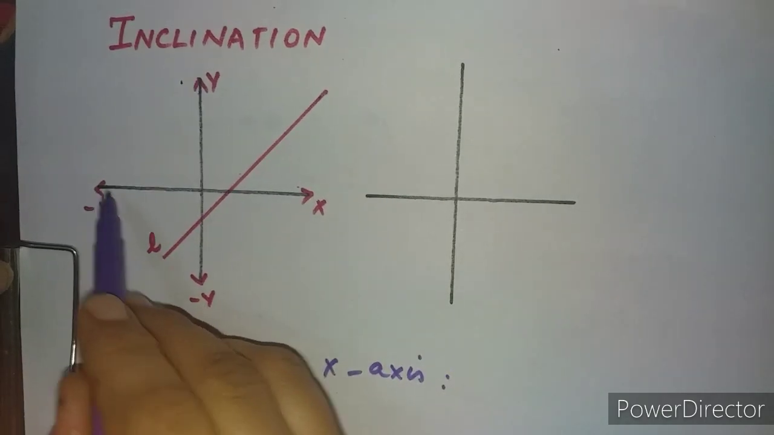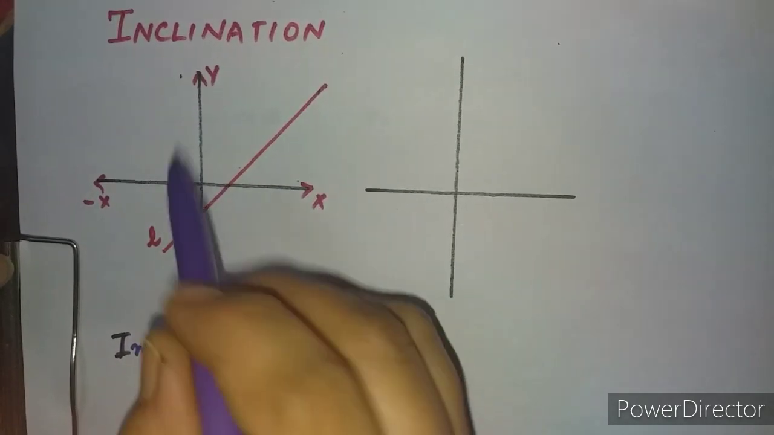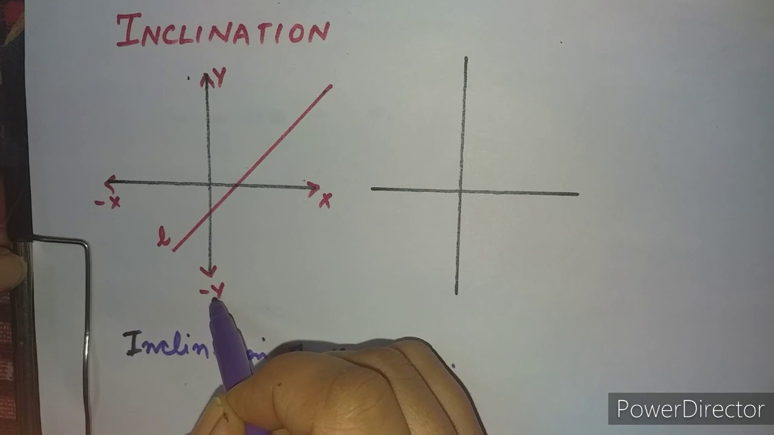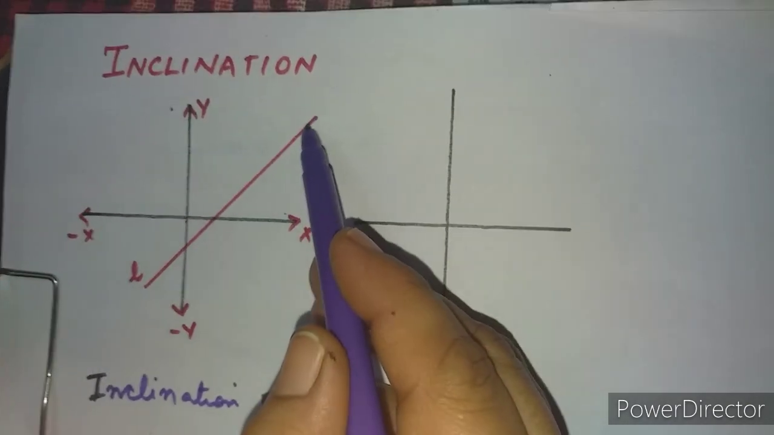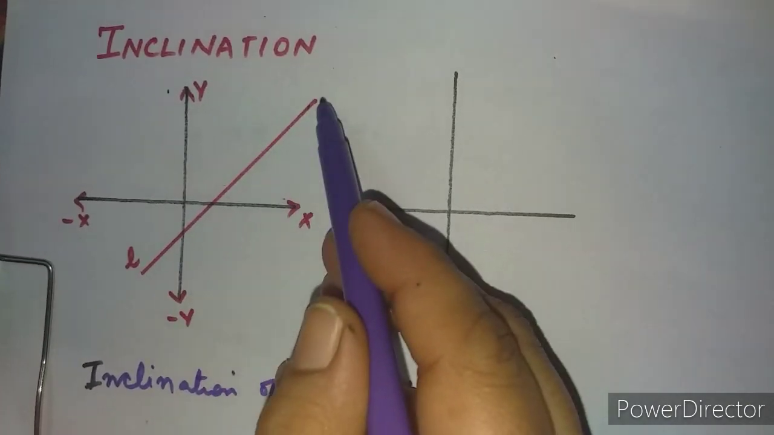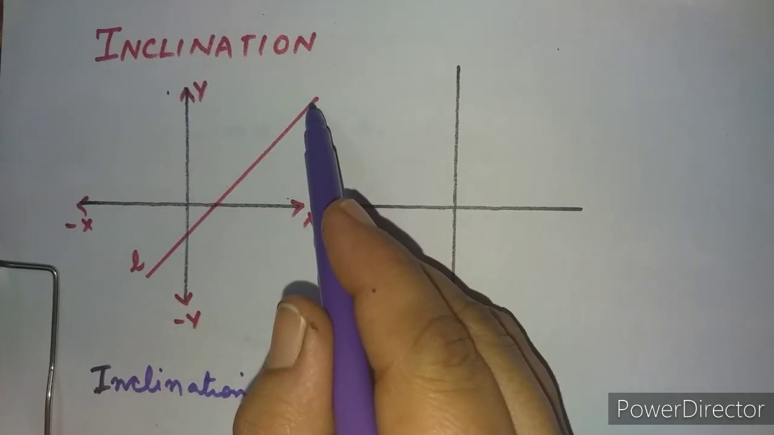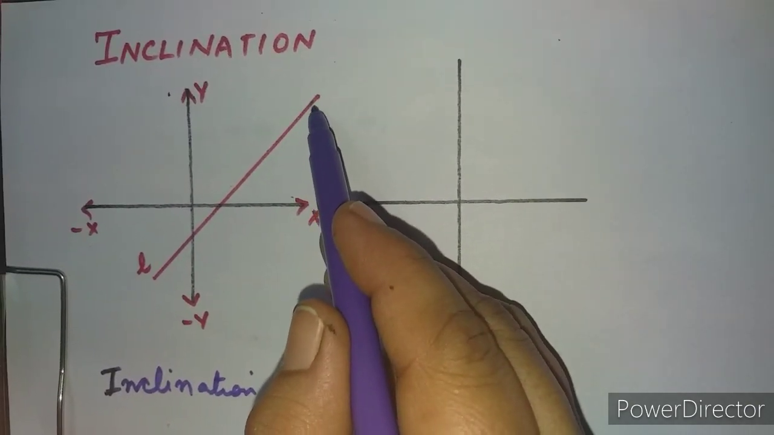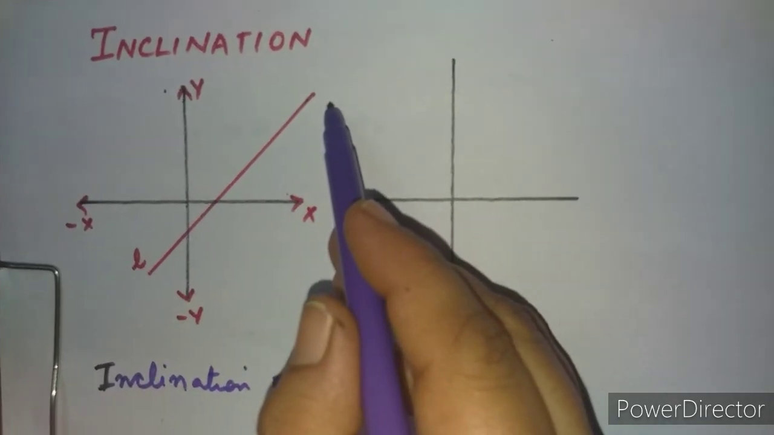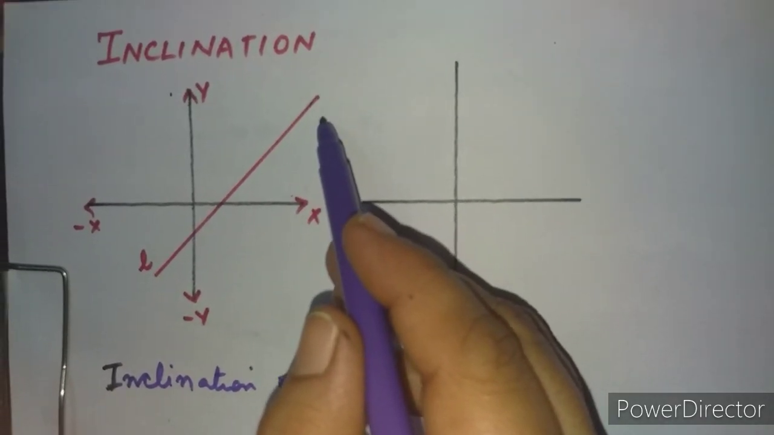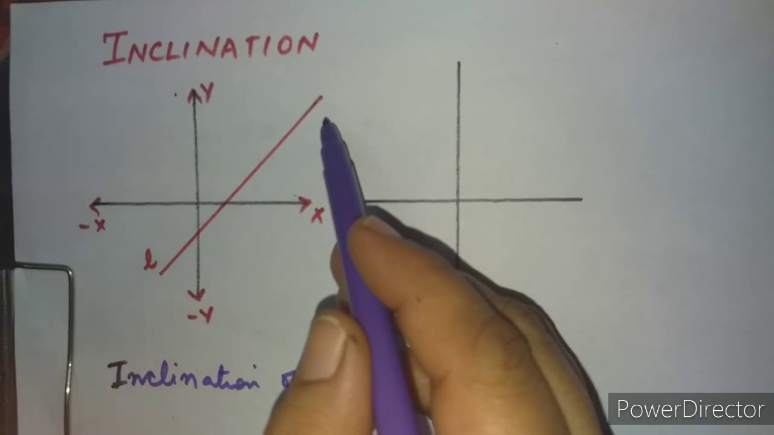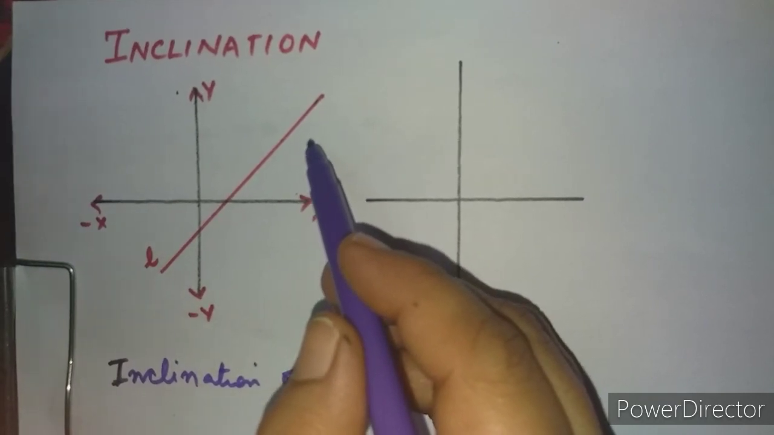Now I have drawn the x-axis, there is the y-axis, this is the positive y and this is the negative y direction, and just imagine that I have drawn a ramp. The ramp I have shown with the help of a straight line, and this is the same straight line which I talked about in my first video on this chapter, and I drew this line on the graph paper only.